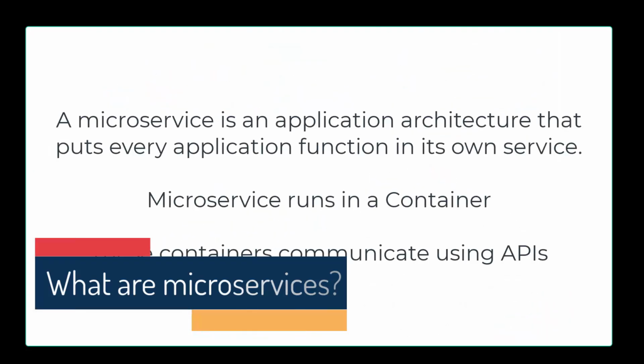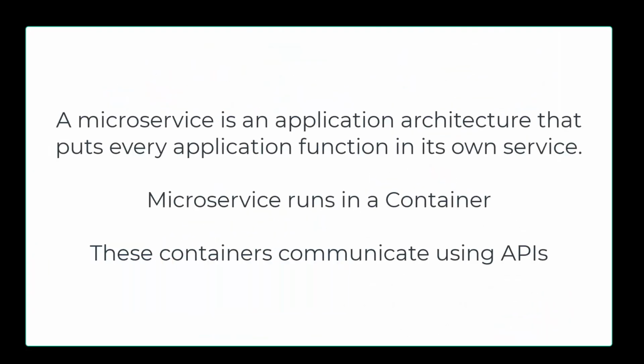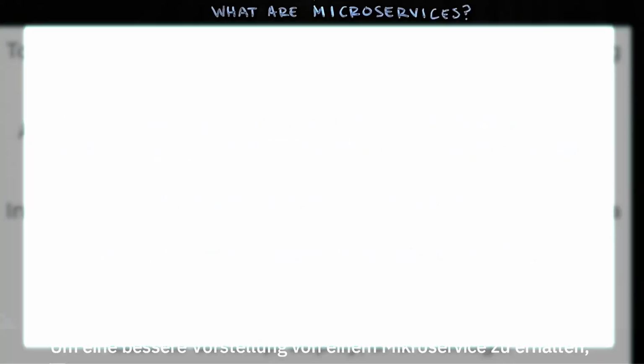A microservice is an application architecture that puts every application function in its own service. A microservice runs in its own container. These containers communicate using APIs.